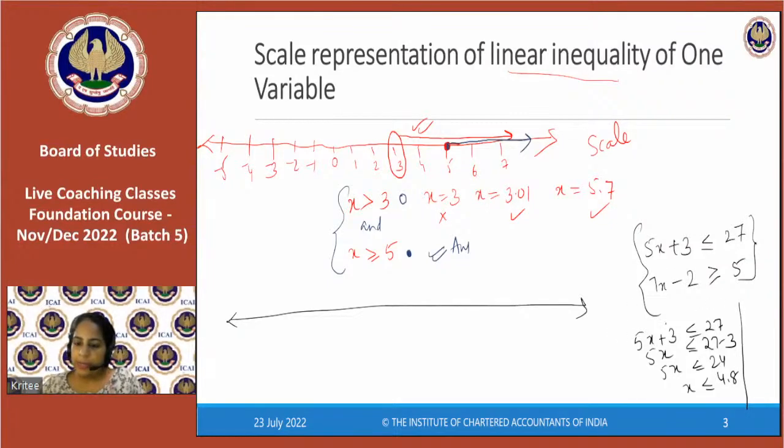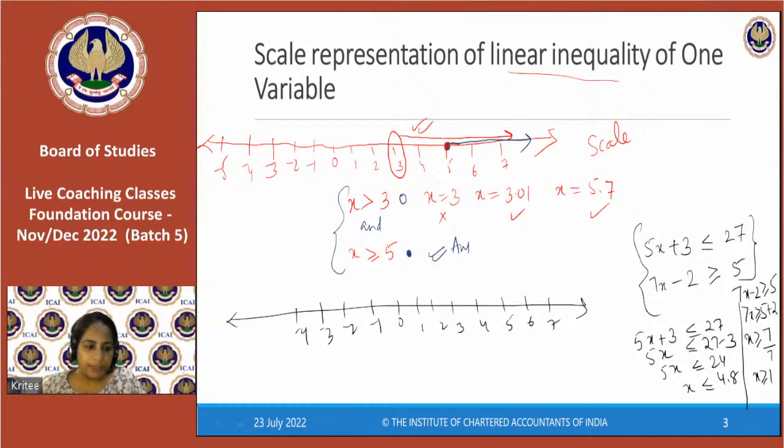Then the other inequality says 7x minus 2 to be greater than or equal to 5. So minus 2 on the other side becomes plus 2. So 5 plus 2, so x is greater than or equal to 7 by 7. That is x is greater than or equal to 1. So we write it this way. If this is 0, 1, 2, 3, 4, 5, 6, and 7, and minus 1, minus 2, minus 3.